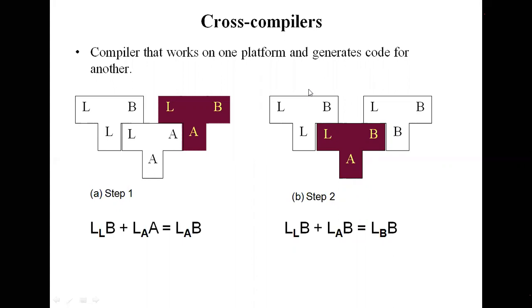Compilers which run on one machine and produce the target code for another machine. Such a compiler is called a cross compiler. Again, I am repeating here: compilers which run on one machine and produce the target code for another machine can be called cross compilers.